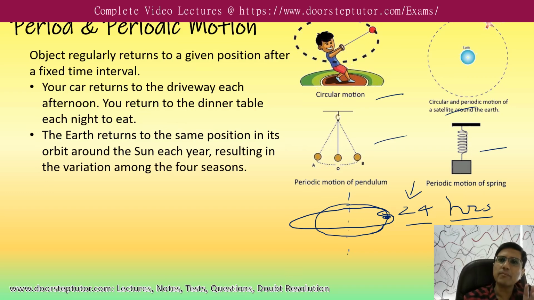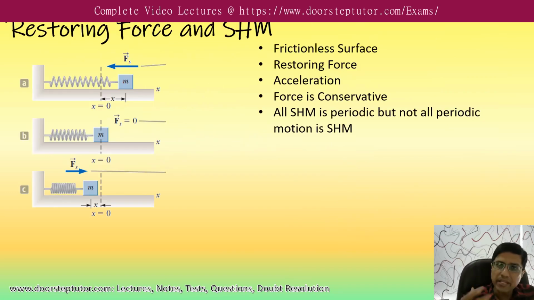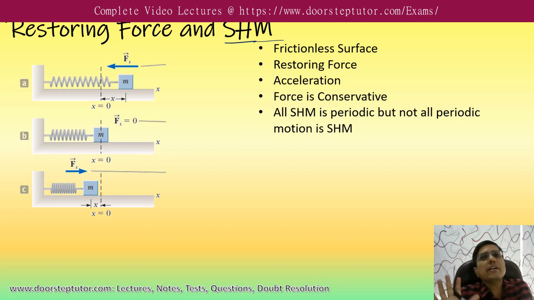One of the most important types of periodic motion, which repeats after a certain interval of time, is the SHM. SHM is not only a periodic motion, but it has other special properties as well. One of the most important things which is very special about SHM is the restoring force. Let us understand what this restoring force is by using a simple example of a mass which is attached to a spring.